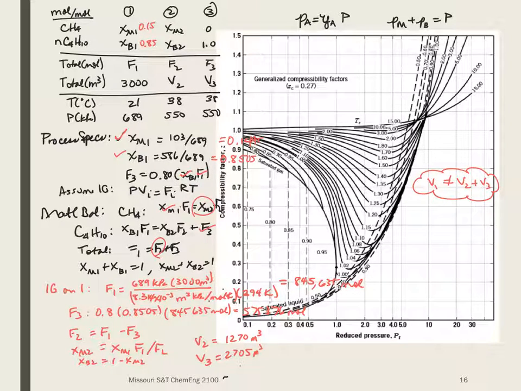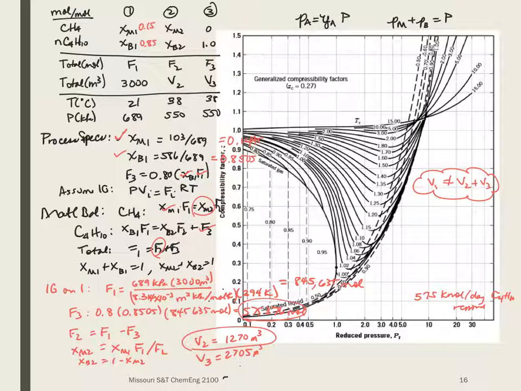Okay, so what were the questions that they asked? They asked how many kilomoles per day of C4H10 are removed. And that's this answer right here. So 575 kilomoles per day removed. And what's the volume of gas that leaves per day? That's V2. That's the other question that they asked.